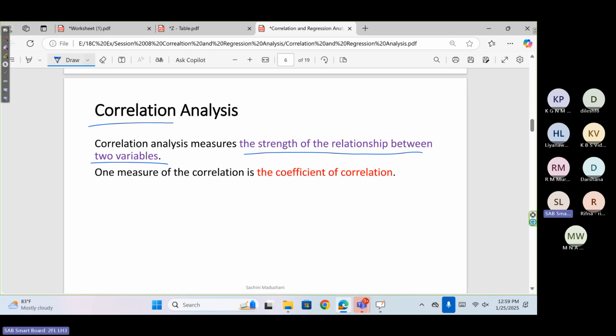Okay. Then there is a numerical measurement. That measurement we call the coefficient of correlation. It is the numerical measurement of correlation analysis. Understood? Coefficient means numerical measurement.